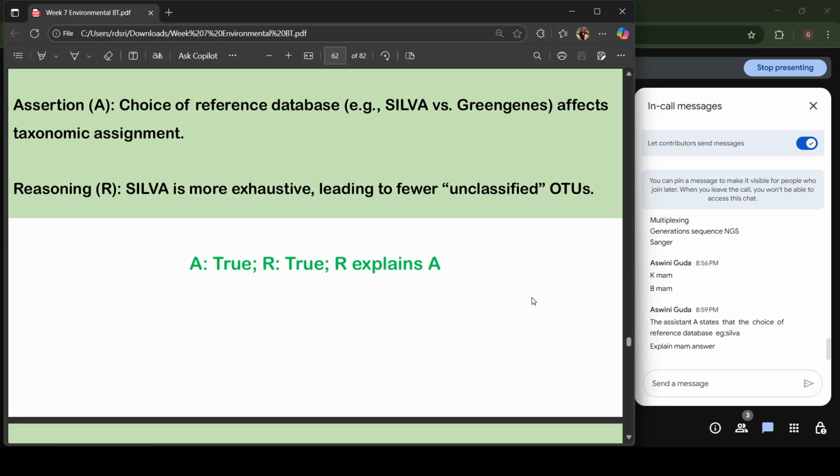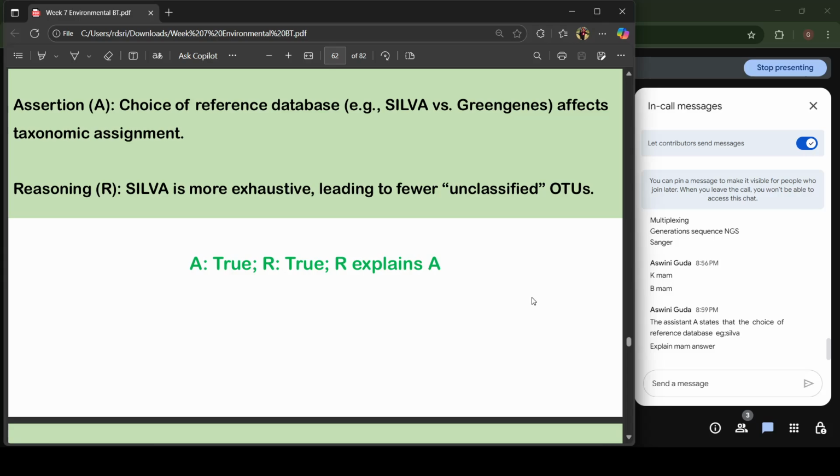And another advantage is it is more exhaustive. That is true because when it has a broader coverage, it means that a very high number of organisms have been sequenced and the data is present in that database. So it has more data points with a broader coverage of organisms. And because of this, the number of unclassified sequences is very low in the case of Silva.